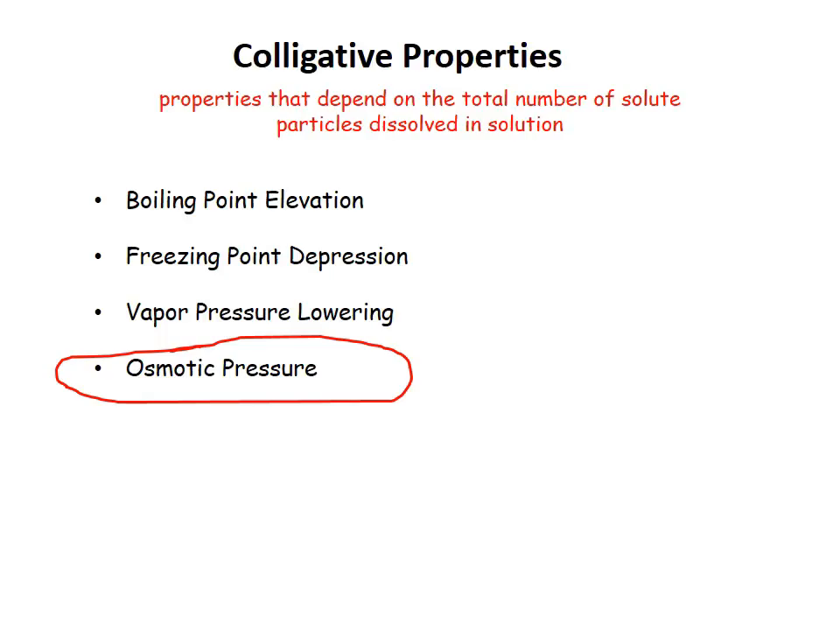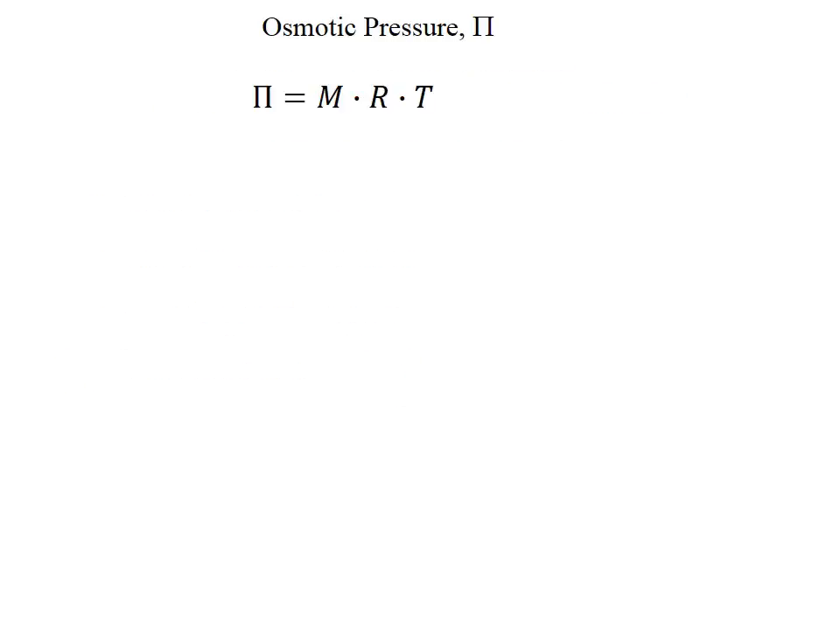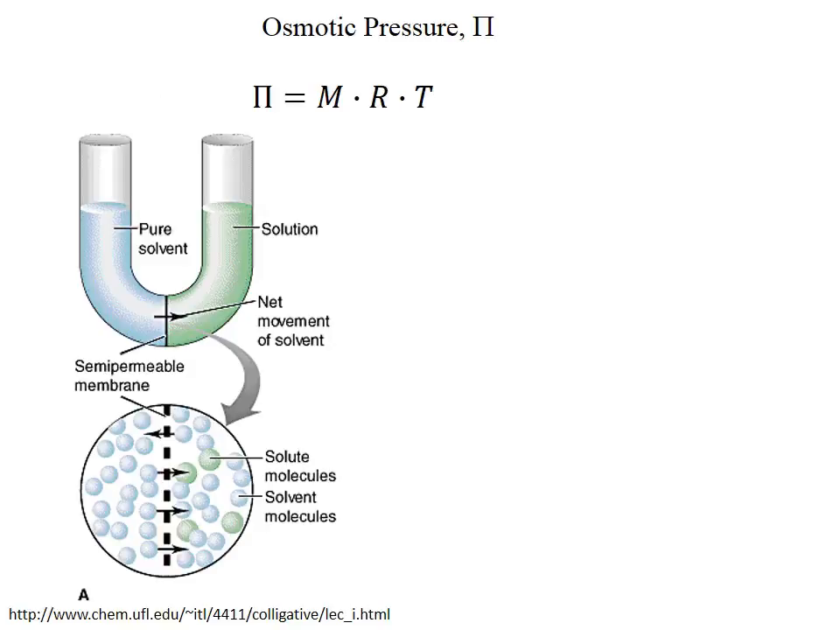The final colligative property is osmotic pressure, and this is something that you're already probably a little bit familiar with, whether you know it or not. This is the equation for osmotic pressure. The uppercase pi is the symbol for osmotic pressure. That's here, and then M is molarity, R is the ideal gas constant, and T is temperature.